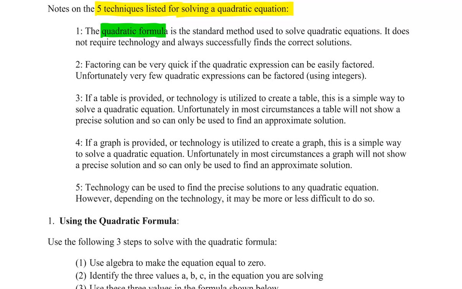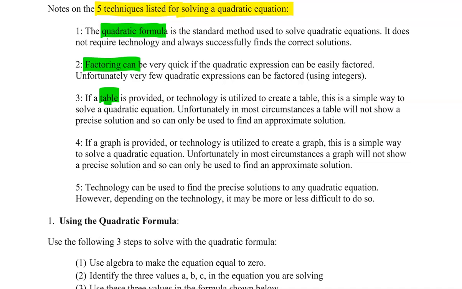That is a standard method to use to solve quadratic equations. It does not require technology and always successfully finds the correct solutions. The second one is factoring. It can be very quick if the quadratic expression can be easily factored. Unfortunately, very few quadratic expressions can be factored using integers.